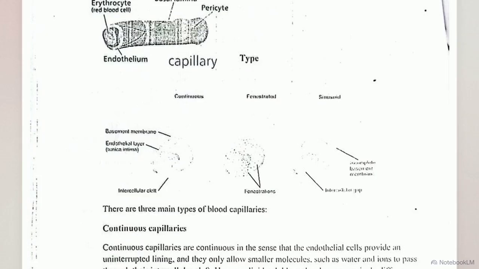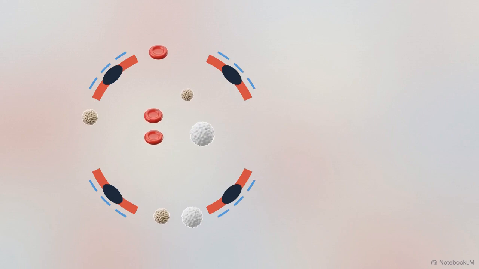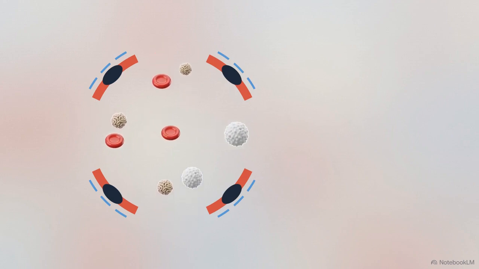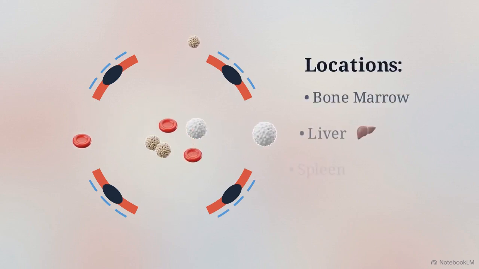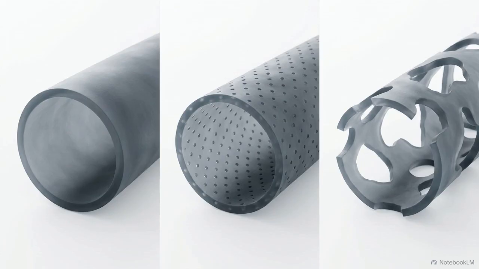Finally, we have sinusoidal capillaries. These feature massive 30 to 40 micrometer openings in the endothelium, and their basement membrane is highly fragmented or absent. These large structural gaps allow whole red and white blood cells and large serum proteins to enter or exit circulation. Consequently, sinusoids are located in the bone marrow, liver, and spleen. Capillary permeability is structurally hard-coded to match the metabolic demands of the surrounding tissue.